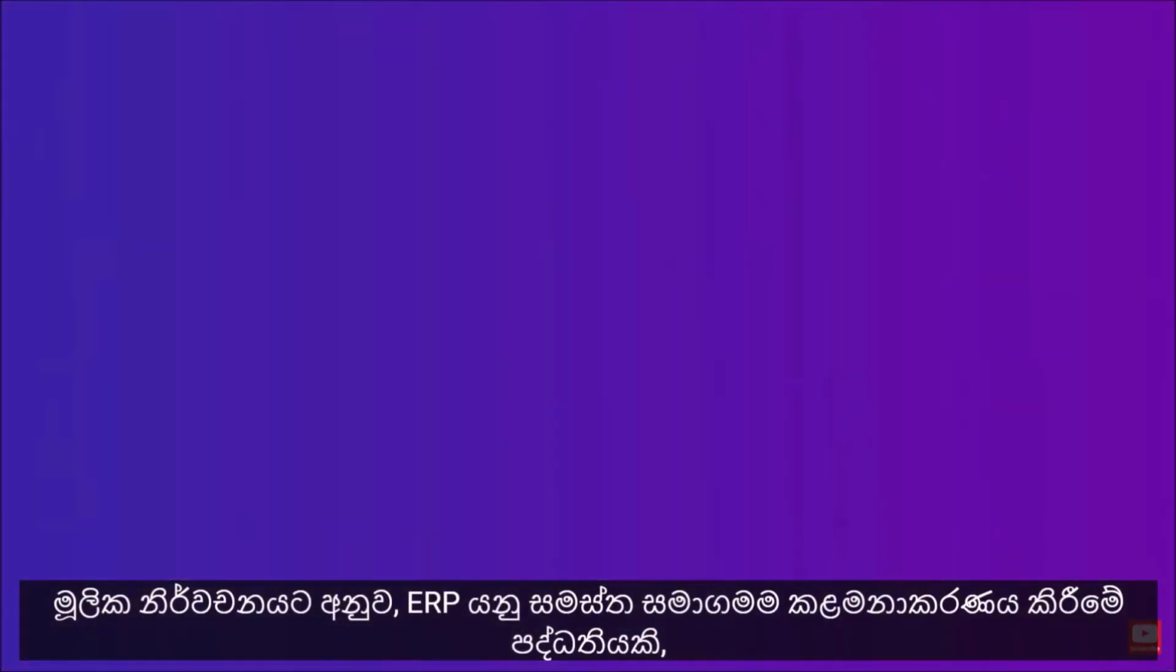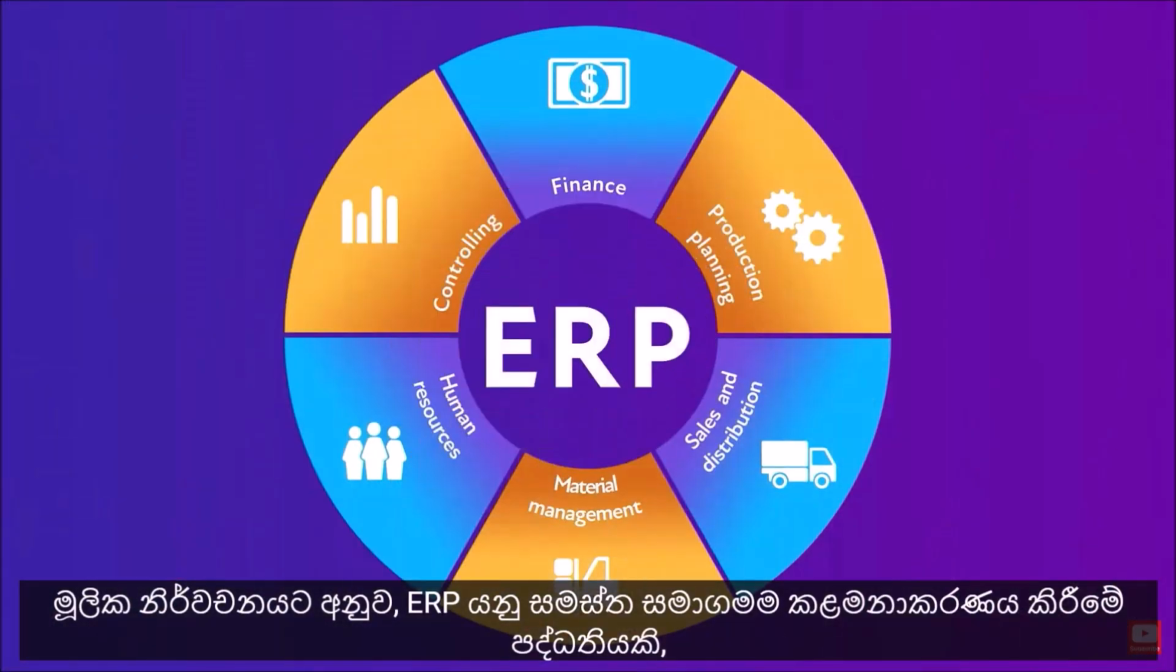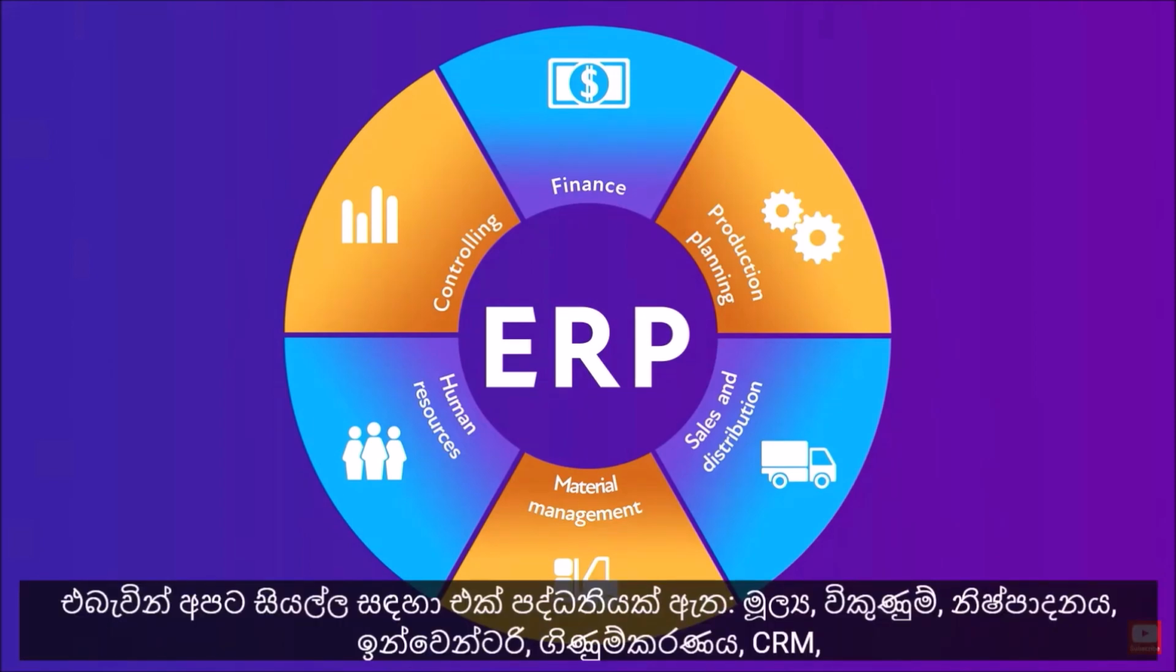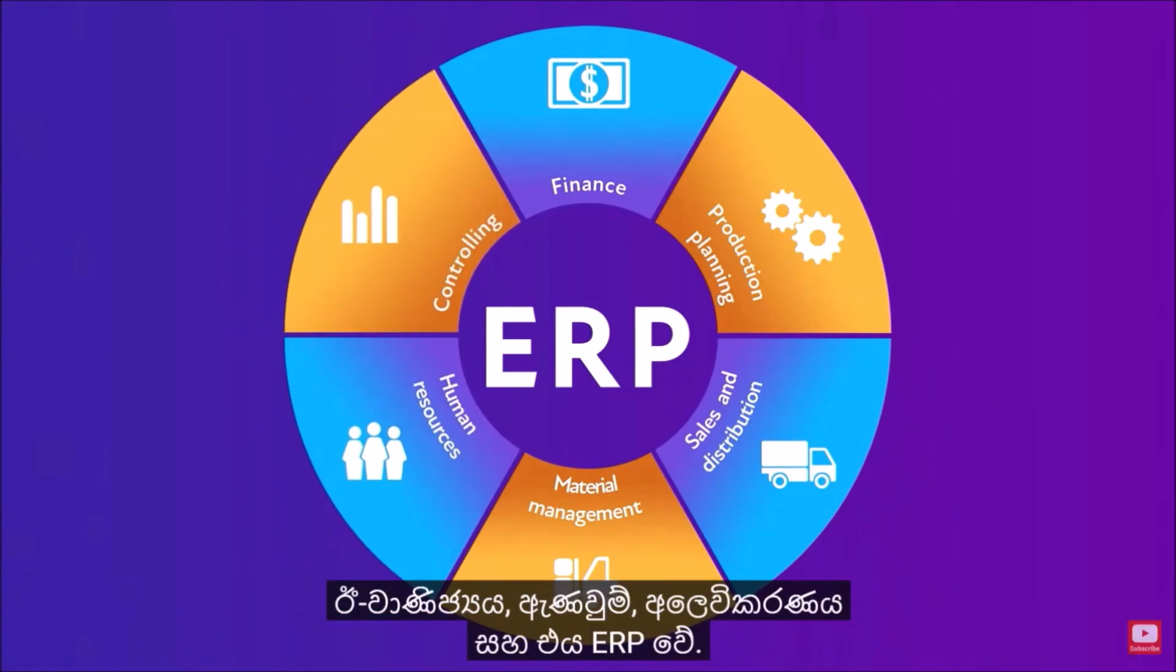According to the basic definition, ERP is a system to manage the entire company, the same as an operating system manages your personal computer. So we have one system for all: finances, sales, production, inventory, accounting, CRM, e-commerce, orders, marketing, and that is ERP.